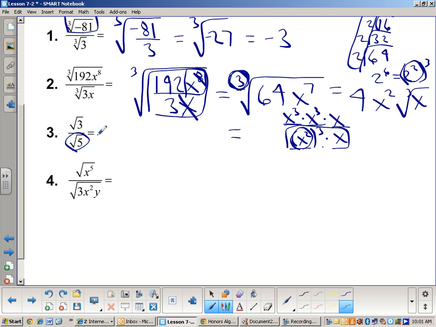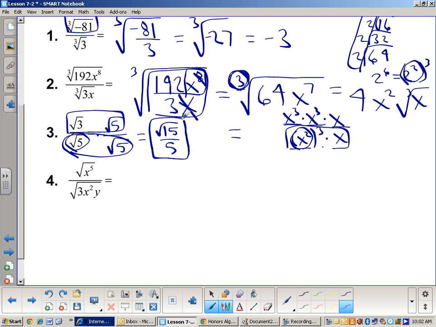So we have to rationalize that. We're going to multiply top and bottom by the square root of 5. The reason is, what's the square root of 5 times the square root of 5? Square root of 25, which is 5. In other words, my square roots cancel, don't they? So I no longer have a radical sign in the denominator. On the top, what is the square root of 3 times the square root of 5? Square root of 15. And that's all I can do there.